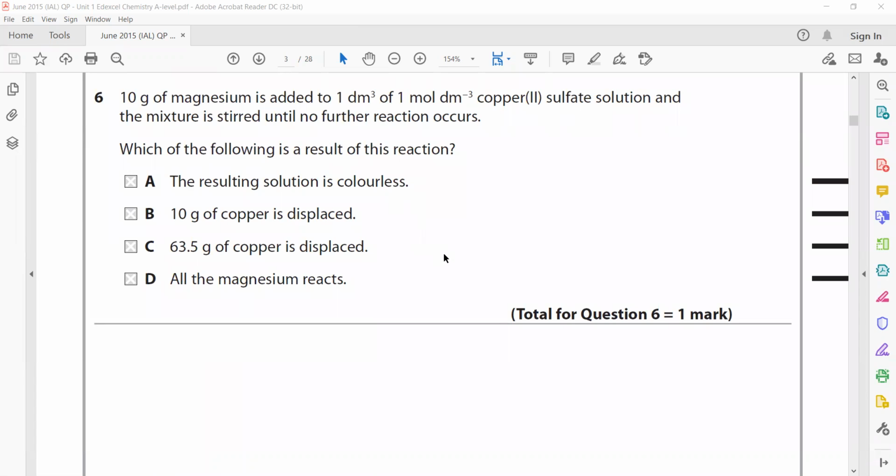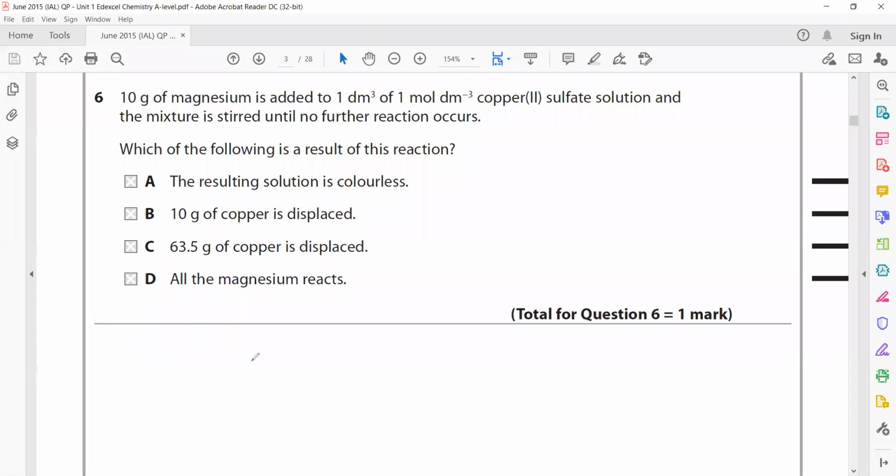Question 6. 10 grams of magnesium is added to 1 dm cube of 1 mole per dm cube copper sulfate. The mixture is stirred until no further reaction. Which of the following is a result of this reaction?